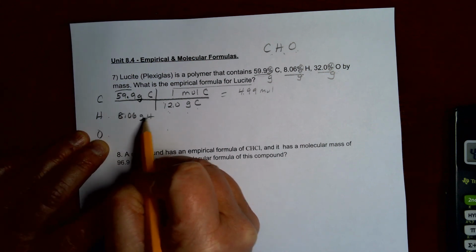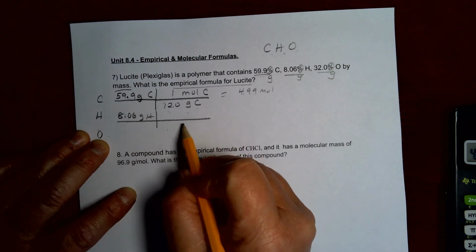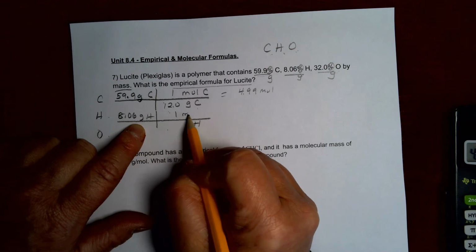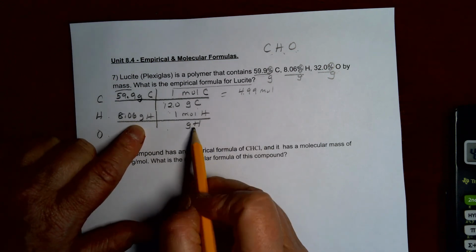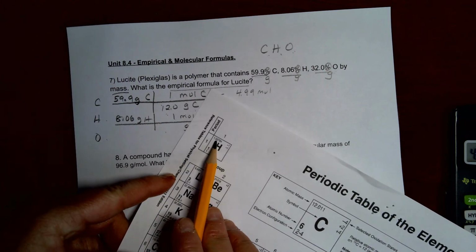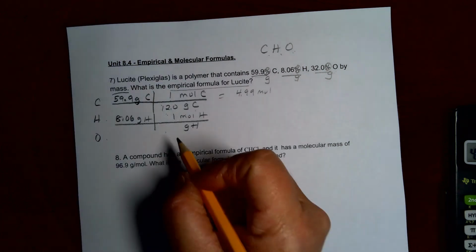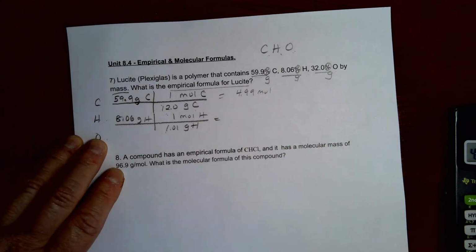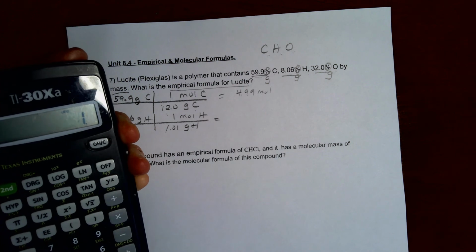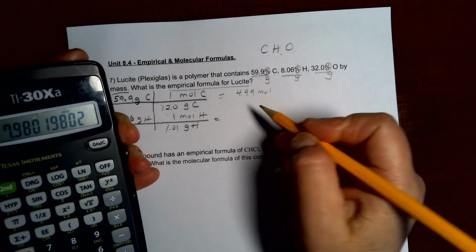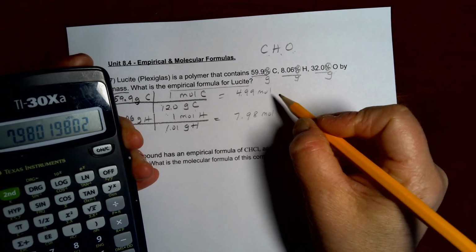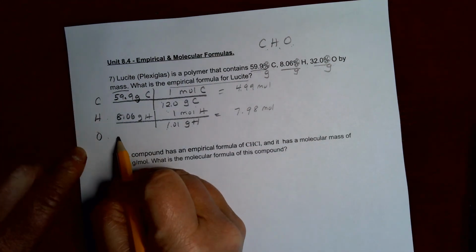8.06 grams of hydrogen. I'm going to put grams of hydrogen in the denominator to cancel, 1 mole of hydrogen in the numerator. And from the periodic table, because it's never too far away, 1 mole of hydrogen weighs 1.01 grams. So let's take a look. 8.06 divided by 1.01, you might already be able to see this, that this is coming out to about 7.98 moles.